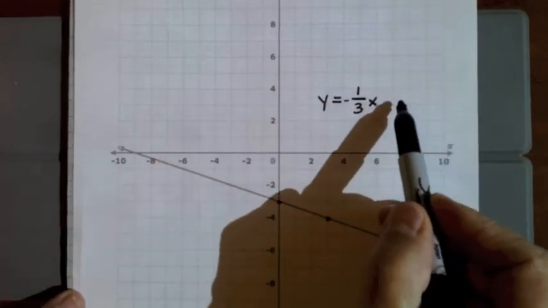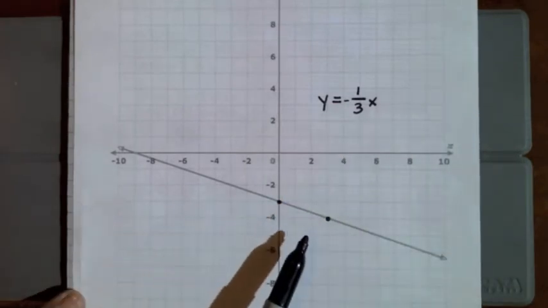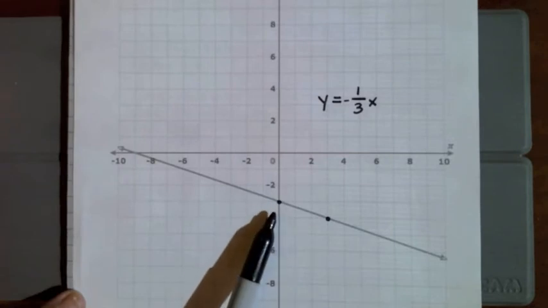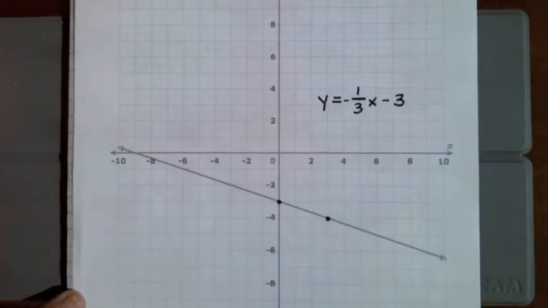Here on the end is the y-intercept. So I simply look at my line and see where it crosses the y-axis. And it looks like it crosses the y-axis at -3. So I put -3 there. So the equation of this line right here in slope-intercept form is y is equal to -1/3 x minus 3.